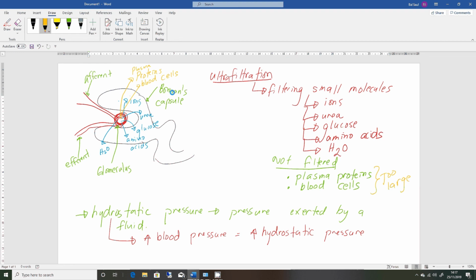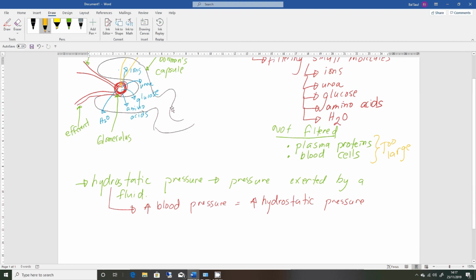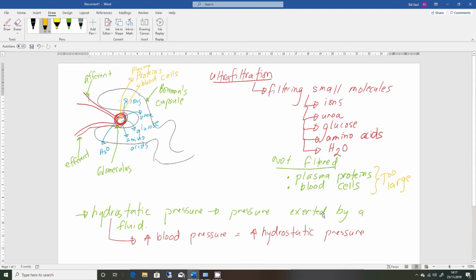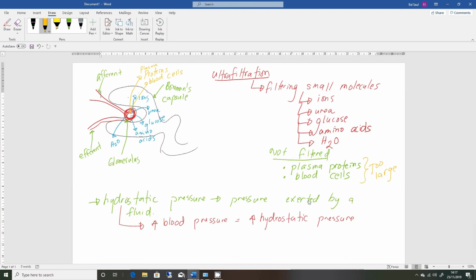One of the things that they could give you in the exam is to explain why someone would have plasma proteins or blood cells. If they have plasma proteins in the urine, this is a good reason to suspect that they could have kidney failure.